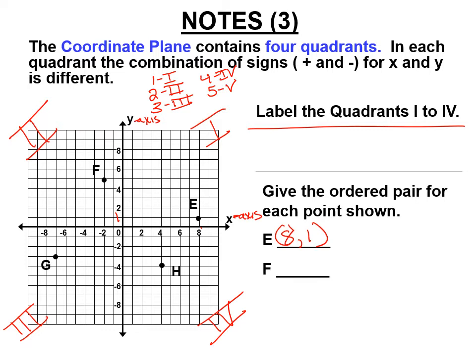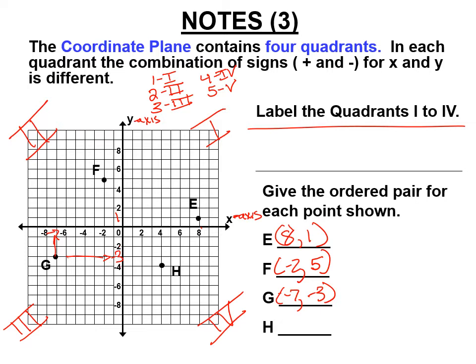All right, so where's F? F, you have to come down here and get this -2 first. And then you go over here and get the 5. So it's at -2, 5. Where's G? G, now you have to go up to the x-axis. Halfway between -6 and -8 is -7. And so it's at -7. Halfway between -2 and -4 is -3. At -7, -3.